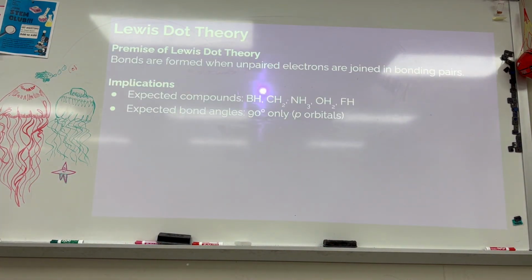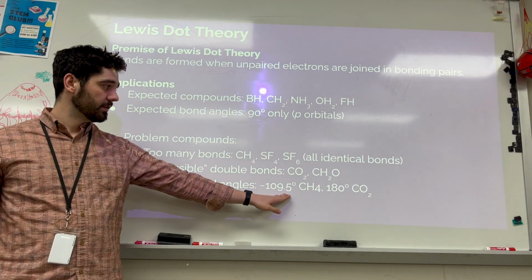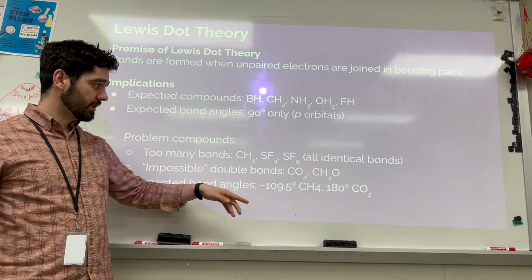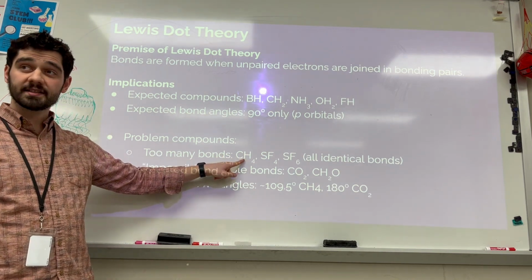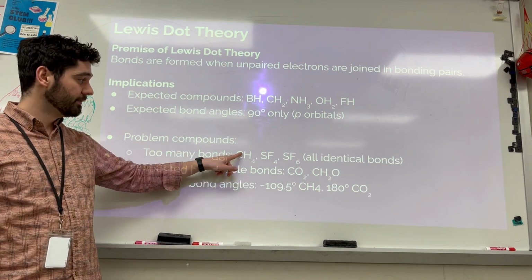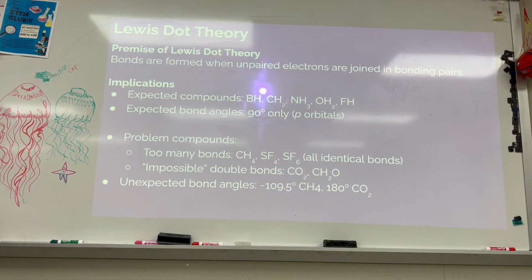Okay, and that's all well and good, but I end up with bond angles that don't make sense, and the fact that these compounds exist doesn't make sense. And then on top of that, the fact that all of the bonds in each of these molecules are identical, the same strength, the same length, also doesn't make sense. So what the heck?